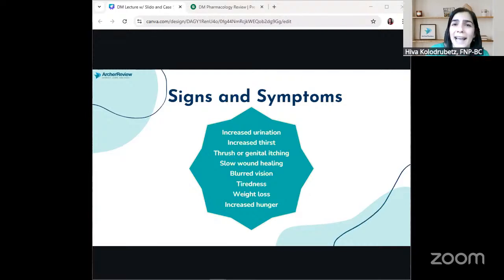Throw in extra glucose in there, and you're going to get a high risk for infection. You're going to see that infection a lot, especially with our diabetic patients in the skin folds as well. We're going to see it a lot.